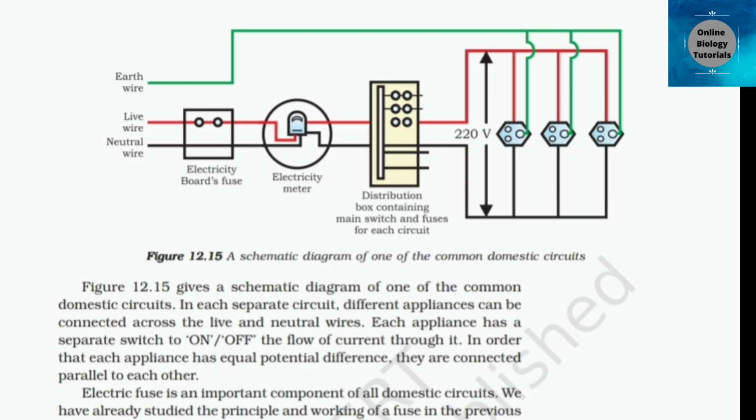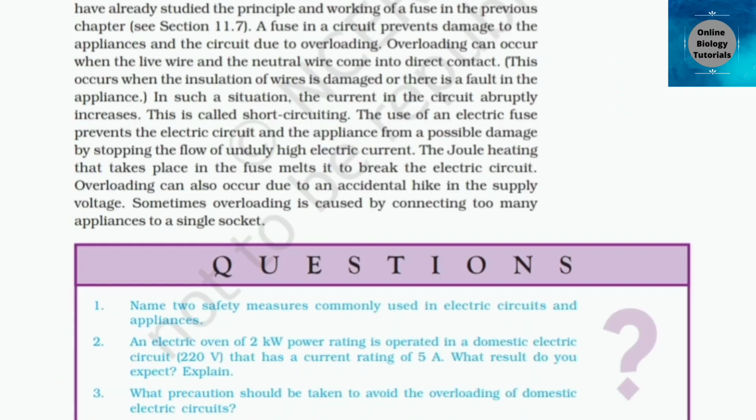Electric fuse is an important component of all domestic circuits. We have already studied the principle and working of a fuse in the previous chapter. See section 11.7. A fuse in a circuit prevents damage to the appliances and the circuit due to overloading. Overloading can occur when the live wire and the neutral wire come into direct contact. This occurs when the insulation of wires is damaged or there is a fault in the appliance.